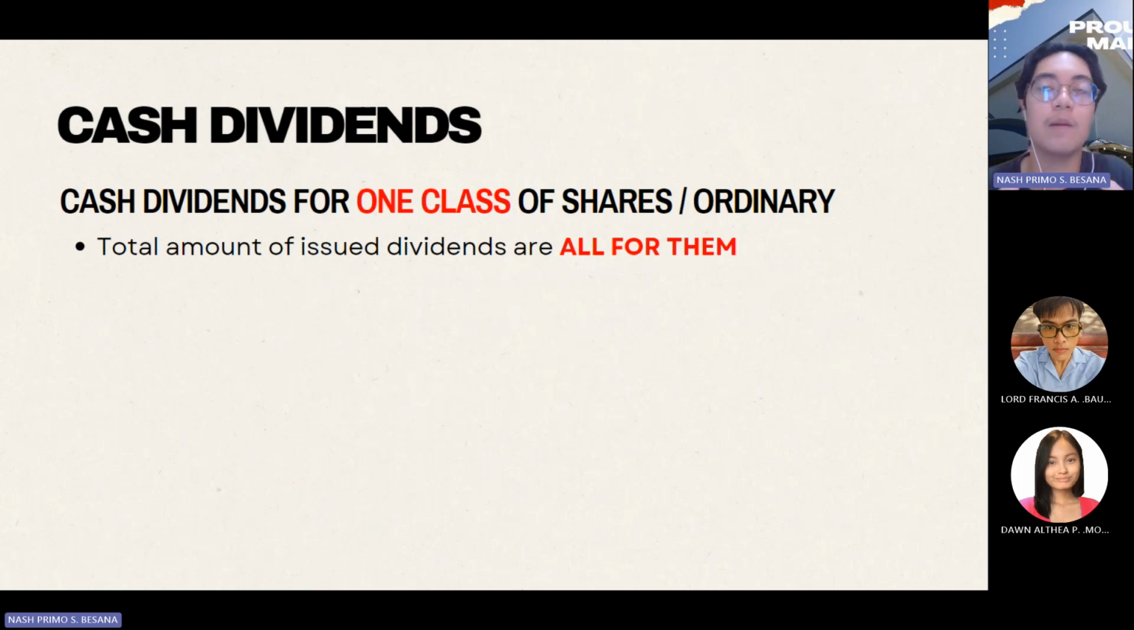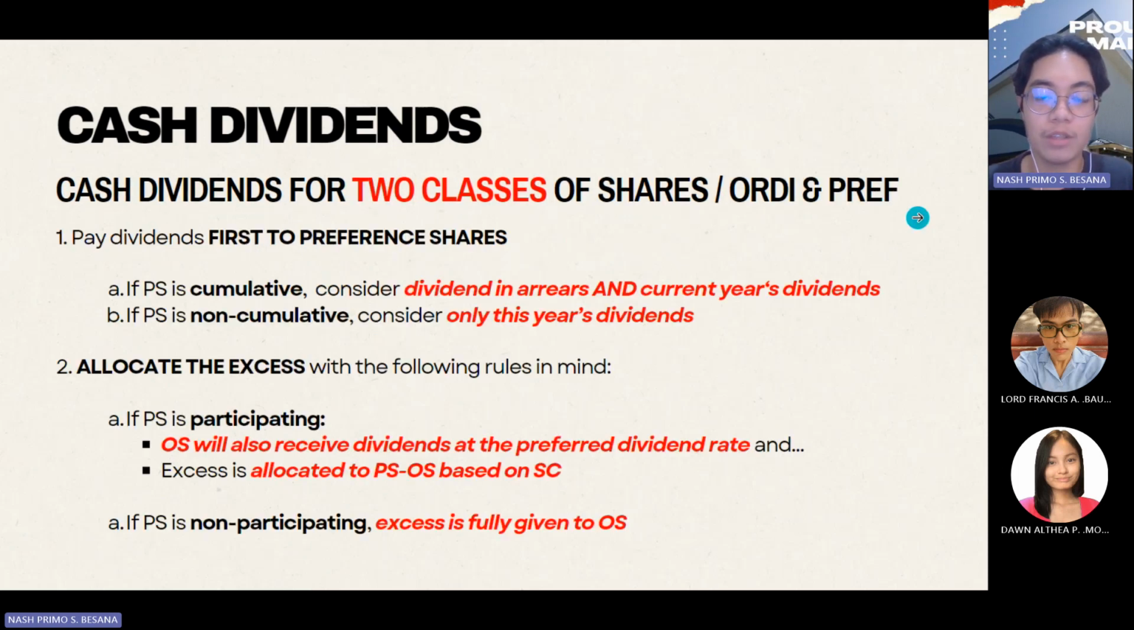Kasi hindi na naman kailangang hatiin since isang kind lang naman ng share yung recipient ng dividend. So there is no accounting problem and hindi siya masyadong complicated talaga. But yung pagiging complicated would arise kapag dalawang classes yung shares ni corporation. There is ordinary and preference shares. So paano nga ba yung step-by-step procedure kapag may cash dividends tas dalawa yung class ng shares?